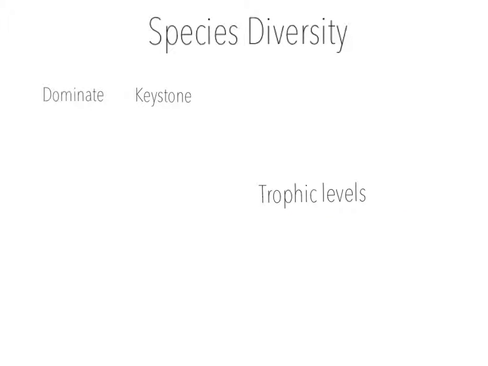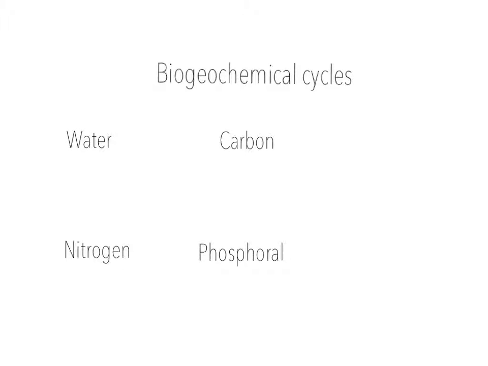Dominant species are the most abundant species, and keystone species are the species that have the most influence on the environment. Biogeochemical cycles are the flow of an element from the environment to the organisms and back to the environment. So the water cycle would be rain, and the carbon cycle would be CO2 removed by photosynthesis, then added back to the environment by fossil fuel burning.